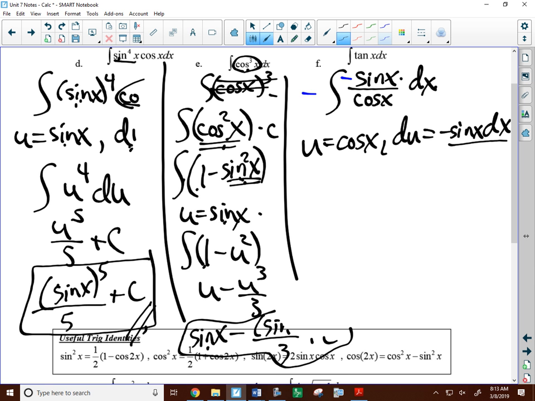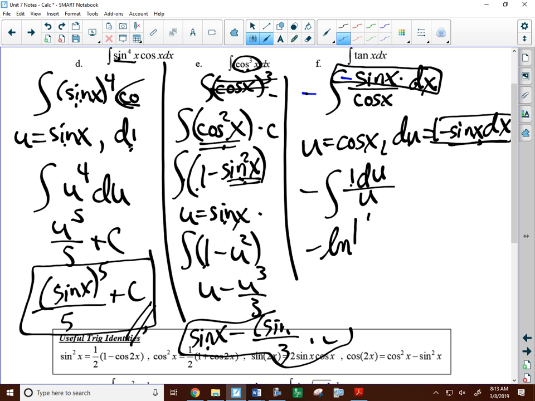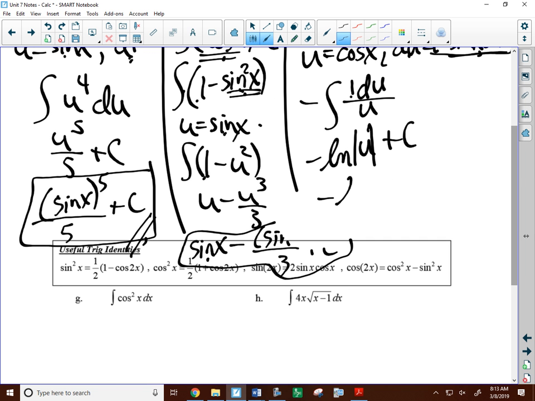Okay, and then now we're going to be set up. So I bring this negative down. Integral sign. I'll put in u on the bottom for cosine, and in the numerator I'm just going to have du, because negative sine x dx is du. We know this antiderivative. It might help if you think of it as 1 over u. What's the antiderivative of 1 over u? ln absolute value of u plus c. Last step, plug in u was cosine x.